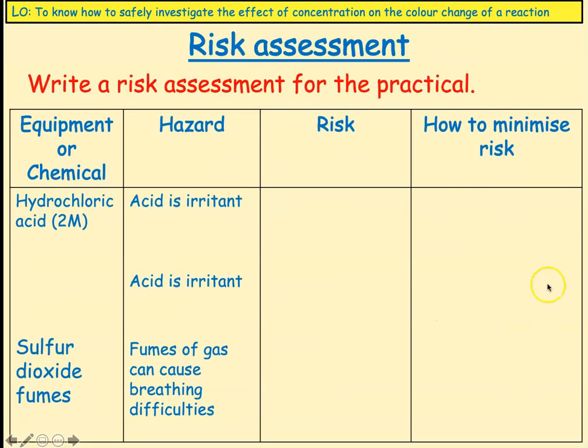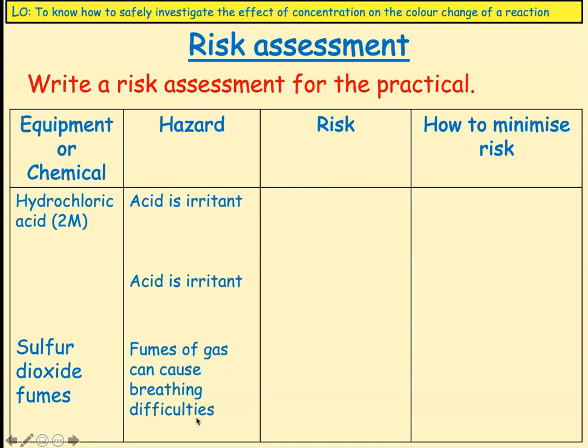Okay, welcome back. Right. Another thing you have to do for an experiment is to do a risk assessment. Now, normally you would be given what's called HAS cards for any chemicals. Teachers normally do this for you, but you have to be able to do a risk assessment. So I've written down the equipment and chemical and the hazard it causes. So hydrochloric acid is irritant. Okay, so it irritates your eyes and skin. Sulfur dioxide is made, and that also can cause breathing difficulties.